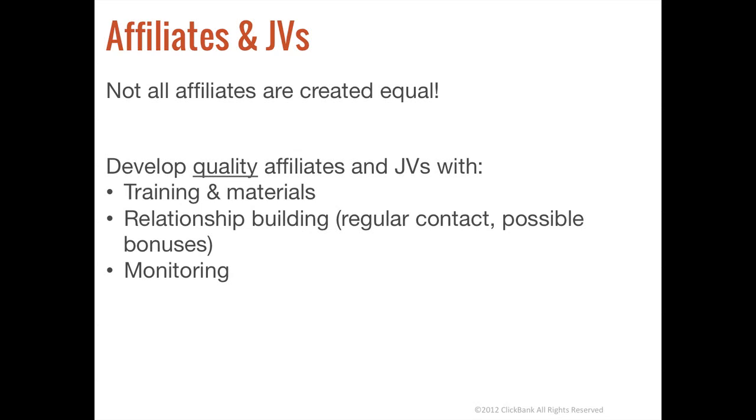So the best way to overcome that and to actually use affiliates in an effective way is to develop really quality affiliates and joint venture partners by providing a lot of training and materials around your product specifically, talking about who would be interested in this, what the audience is, giving them sample type materials, doing relationship building with your affiliates and JVs. So creating a mailing list where you contact them, and potentially bonusing productive affiliates who've done a lot for your sales, and then monitoring. So we're going to talk a little bit more about each of these things.